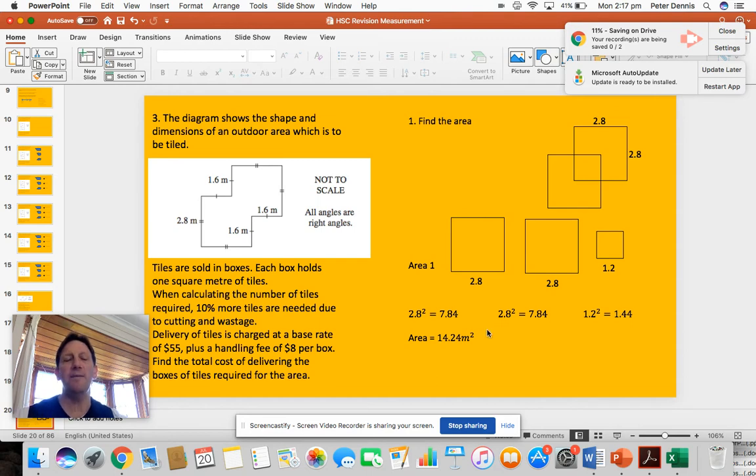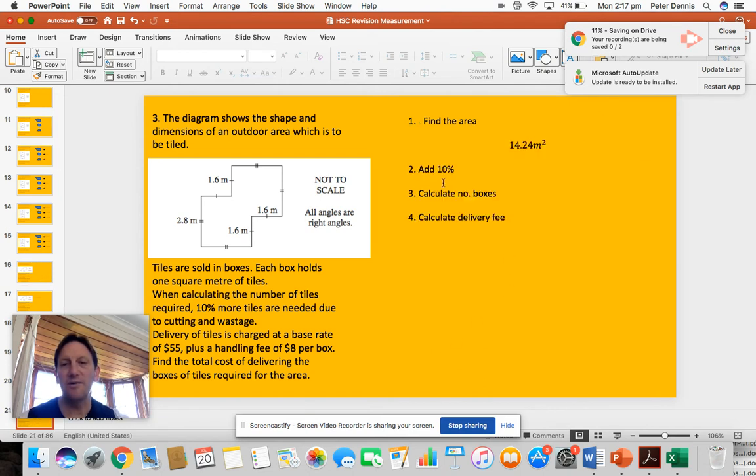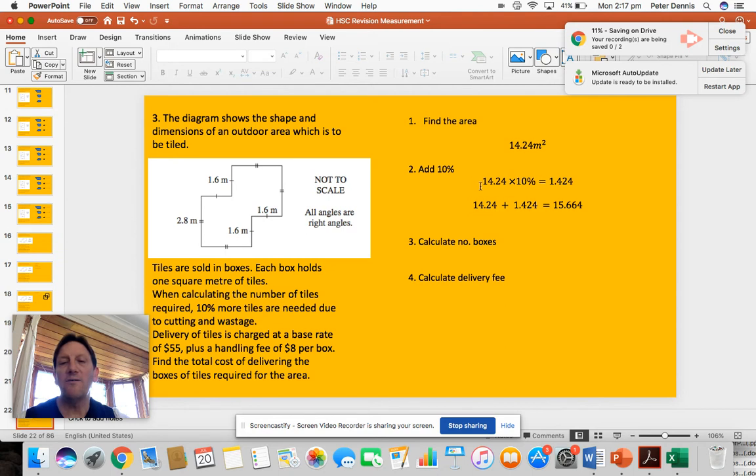What was the next part? We have to find 10% or add on 10%. Now, how do you find 10% of this? What's 10%? 10 per 100 times this. Let's see how we do it. 14.24 times 10% is 1.424. So instead of needing 14.24 square meters, we're going to need 15.664. So how did I do that? I just added this 14.24 plus this 1.424.